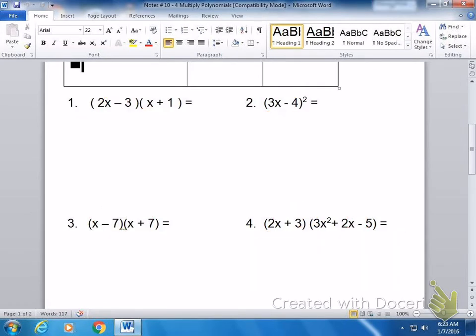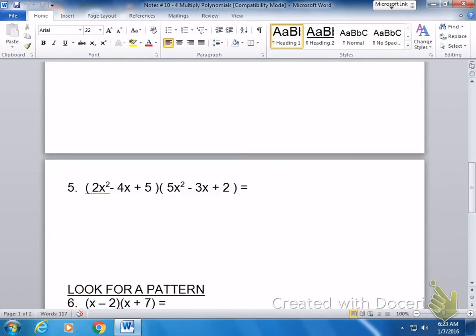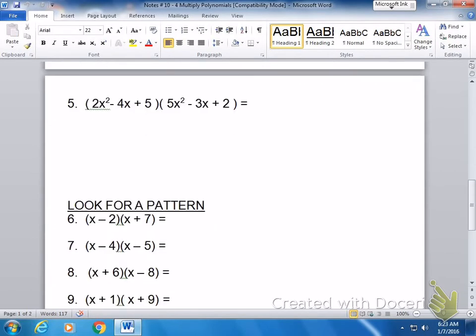Let's go to the next page. Now again, 5 looks really rough, but we're just going to be distributing some extra times. So let's go ahead and start our distribution.